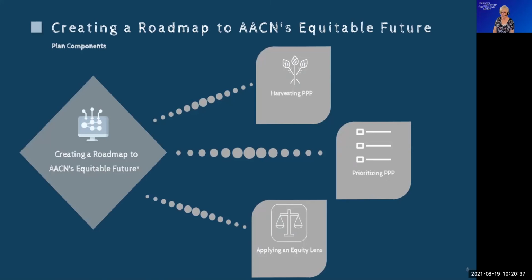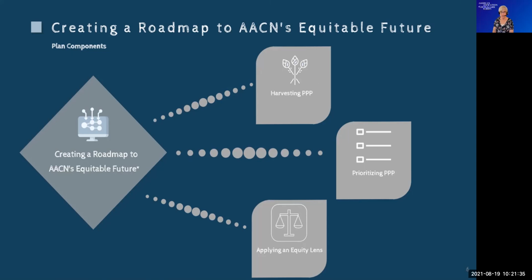And finally, we are creating a roadmap to AACN's equitable future. So this is how are we integrating the equity lens into our enterprise-wide planning? How is EDI going to get really embedded as a thread throughout our EWP and into our everyday work? So currently, to create this roadmap, we are in the process and have harvested programs, practices, policies that anyone on the AACN team could submit as, from their perspective, needing an equity lens applied to it.